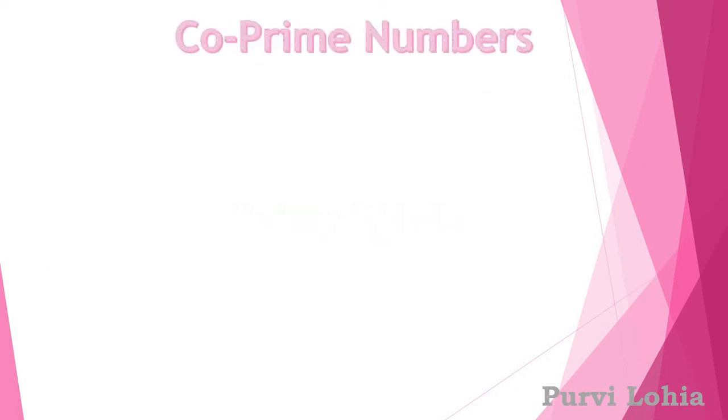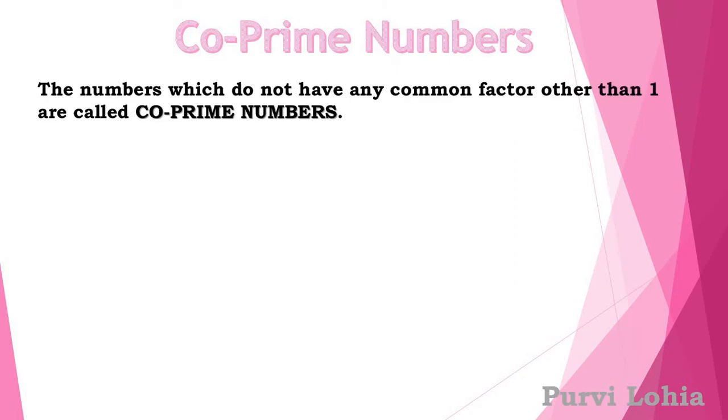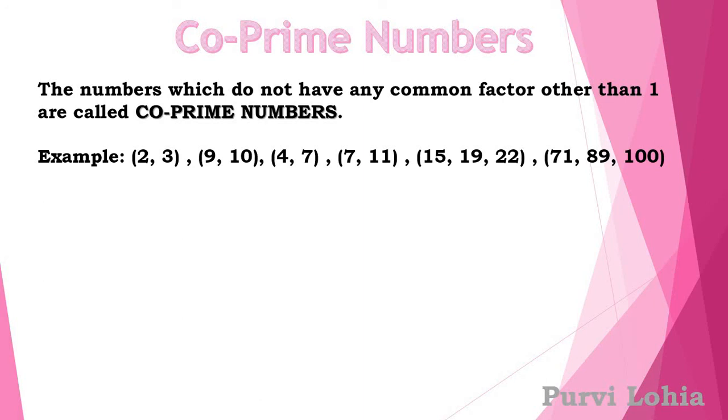And co-prime numbers. Now see, what are co-prime numbers? The numbers which do not have any common factor other than 1 are called co-prime numbers, like 2 and 3. 2 and 3 don't have any common factor other than 1. 9, 10; 4 and 7; 7 and 11; 15, 19, 22, all these 3 are co-prime numbers. 71, 89 and 100. So all these 3 are also co-prime numbers.